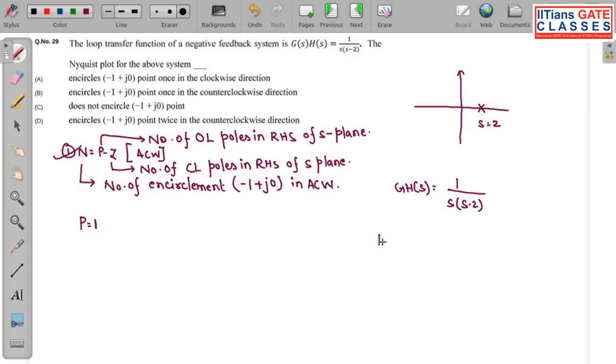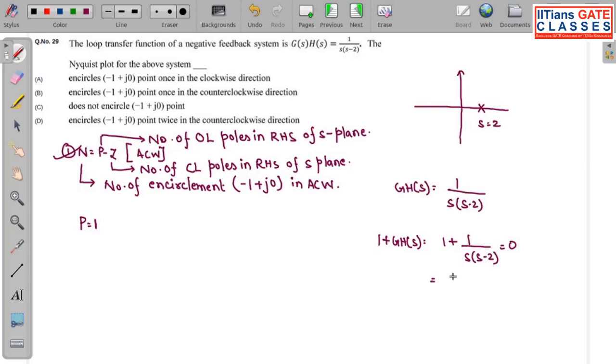Yes, I can calculate. So that will be 1 plus GH(s) equal to 1 plus 1 divided by S(S minus 2). So what do the poles of the characteristic equation denote? What do the roots of the characteristic equation denote? Roots. I am asking about the roots of this equation. So roots of the equation will be 0 if I equate it to 0. So what will this signify? These are basically the roots of the closed loop system. Okay, roots of closed loop system.